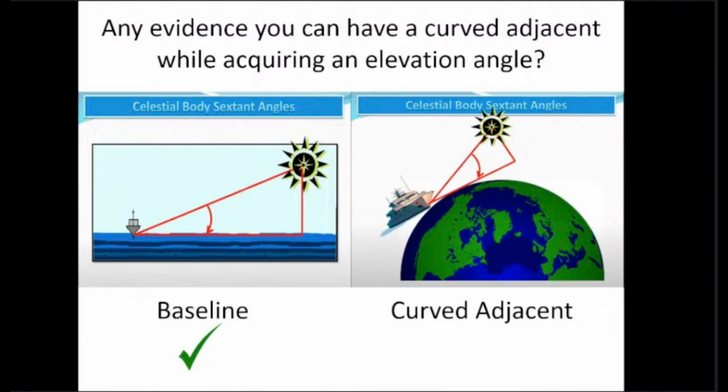And be welcome to Flat Earth as a result, because to answer the question, any evidence you can have a curved adjacent whilst acquiring an elevation angle? No. It defies the trig. This is what you need. This is what you use, and this is how it's done. This, on the right-hand side, isn't. It's absolutely absurd. You've only got to look at it to know it's absolutely ludicrous. No, you can't have a curved adjacent. It's got to be straight for it to be a triangle with a right angle.